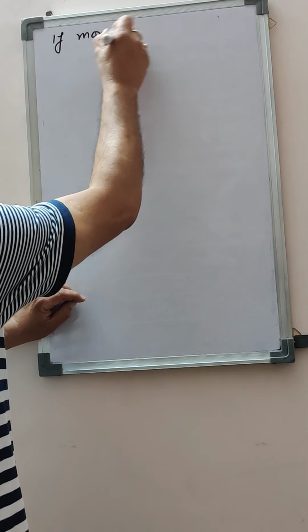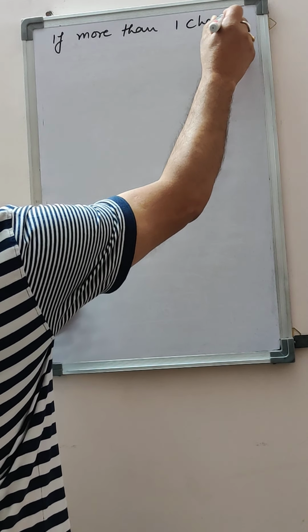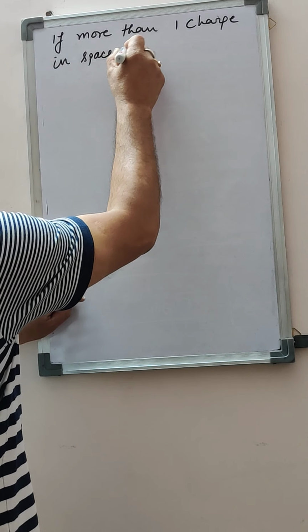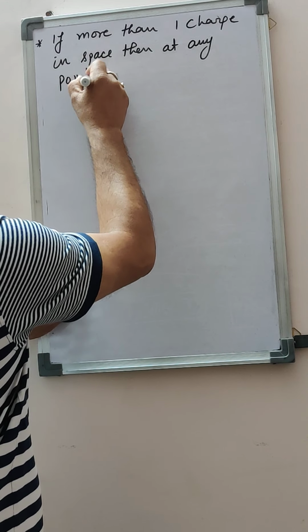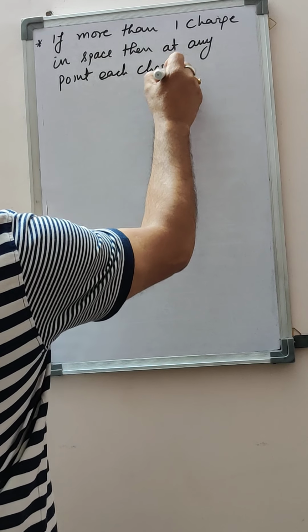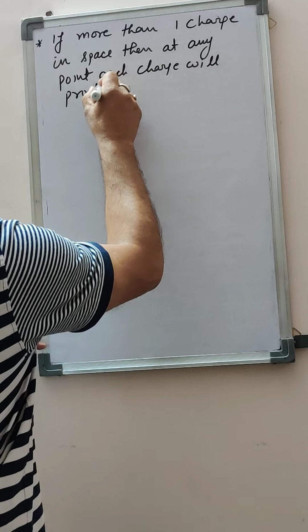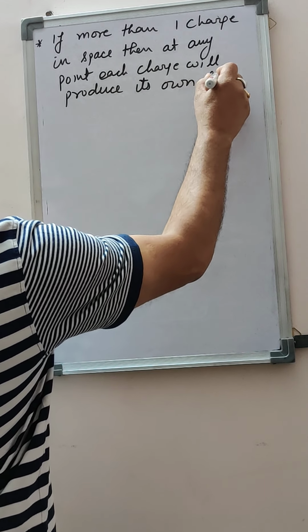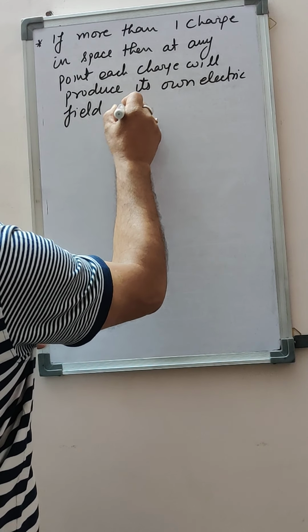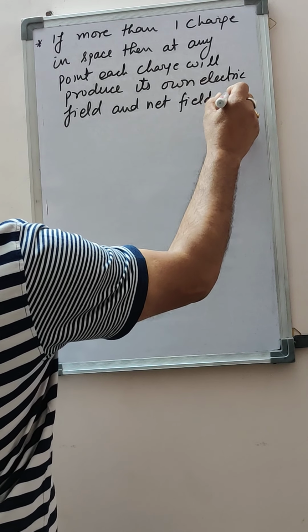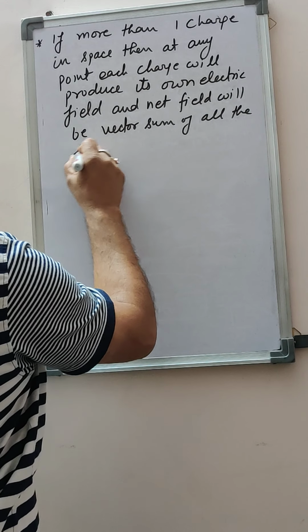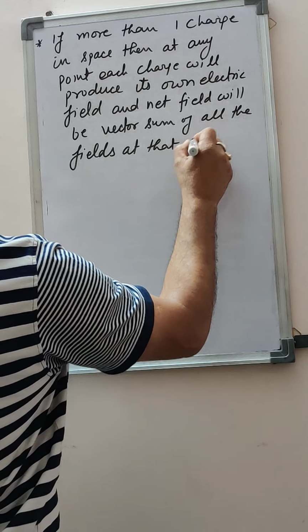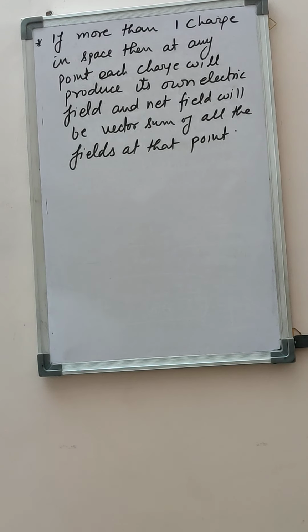Now, if you have more than one charge in space, then at any point each charge will produce its own electric field, and the net field will be the vector sum of all the fields at that point.